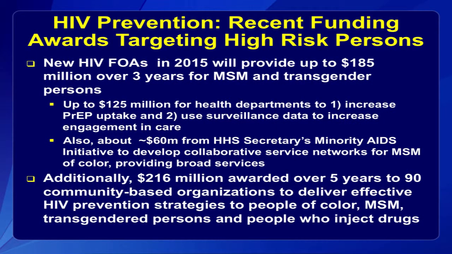Recent funding awards targeting high-risk persons. A new funding opportunity announcement will provide $185 million over 3 years for men who have sex with men and transgender persons, up to $125 million for health departments to increase PrEP. That's HIV pre-exposure prophylaxis to help prevent HIV infection, and using surveillance data to increase engagement in care.